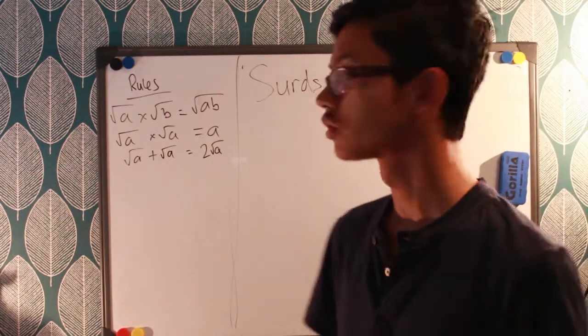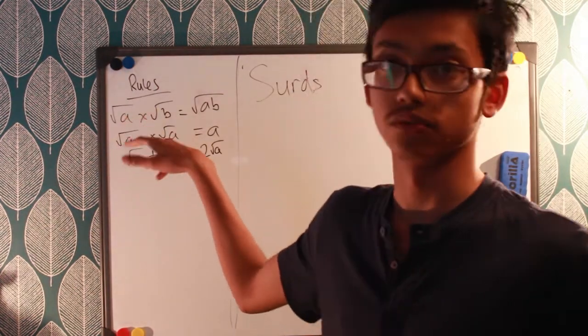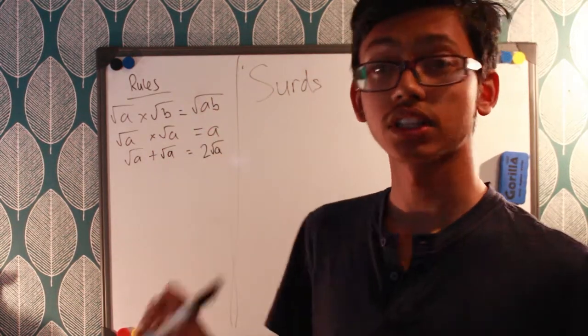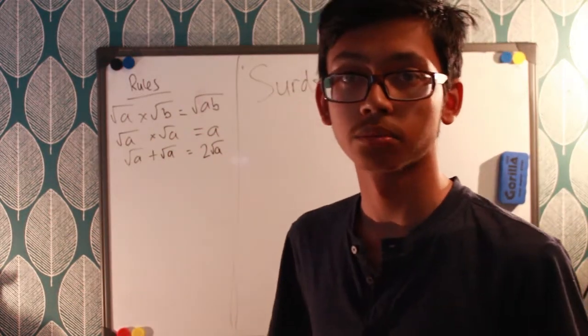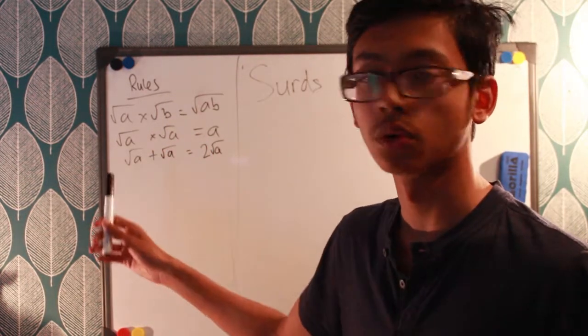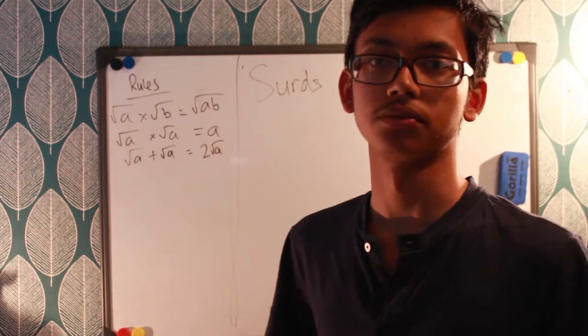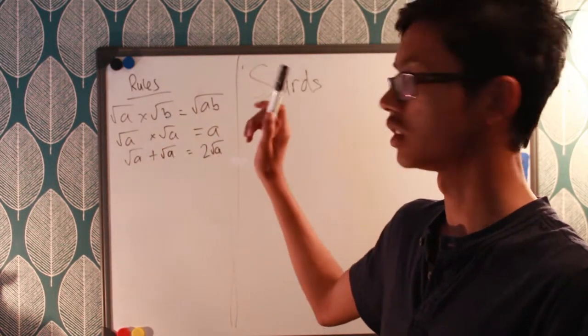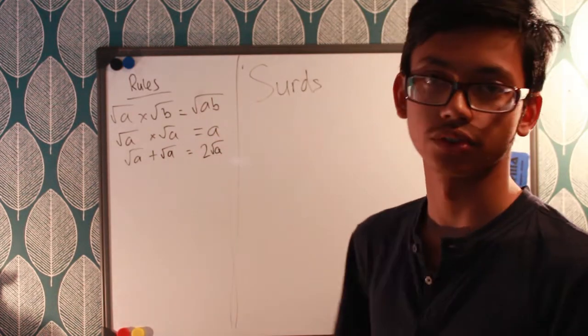So first thing you have to look at is root A times root B is the same as saying root A times B. And what the letters A, B mean is that A can be any number and B can be any number apart from the same number as A. So if A is 4, B will be any number apart from 4, so let's say 5. So root 4 times root 5 is the same as saying root 4 times 5, so it's root 20.